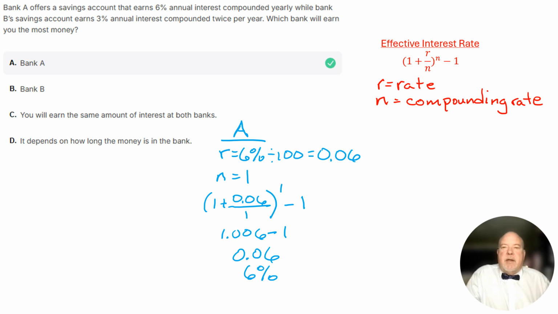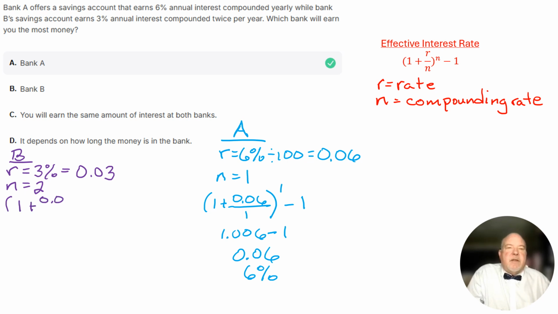Now, what about Bank B? So let's look at Bank B. I'll try to squeeze Bank B in over here. I didn't leave myself room. So for Bank B, the R is 3%, which we're going to divide by 100, and so we get 0.03. And the N is compounded twice per year, so the N is going to be 2. So again, I'll plug these into the formula. So I have 1 plus 0.03 divided by 2 this time, and that's raised to the second power, and then minus 1.